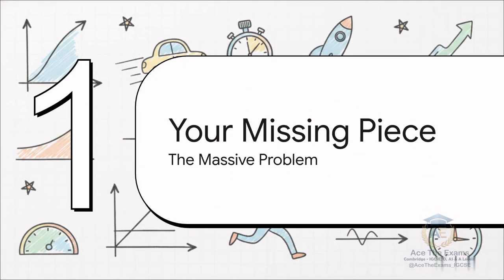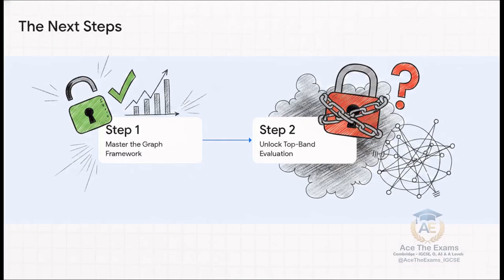Section 4. Your final missing piece. Okay, so you now know exactly how to map Chapter 2 concepts onto the 4-part framework, and you know how to pull substituted values from graphs. Step 1 is officially complete. You've mastered the graph framework. But here is the massive problem.